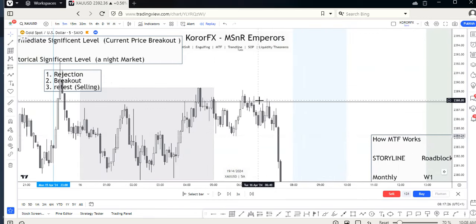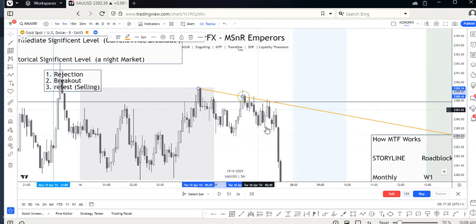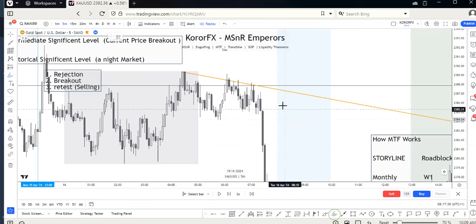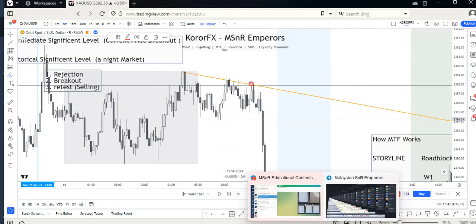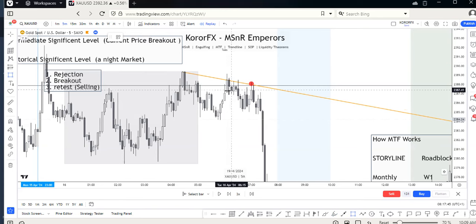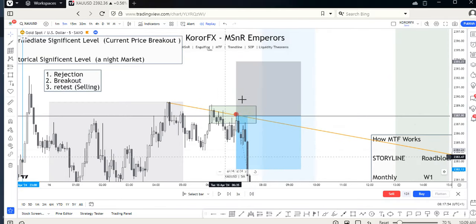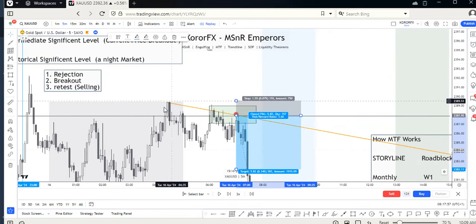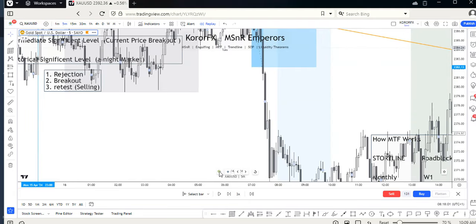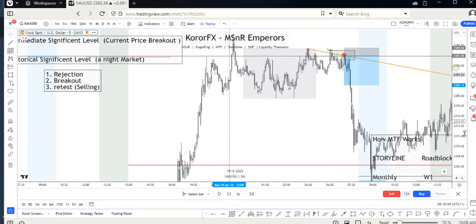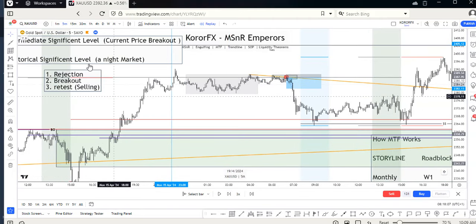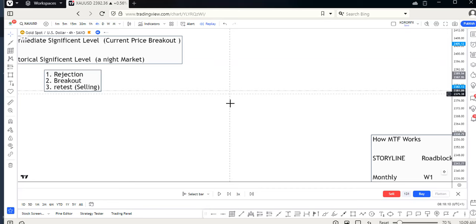So you can see SNR, right? This is the H4 SNR, this one. If I use a trend line and make it from here till there, you can see that the entry will be here on the 5 minutes. Again, we have an engulfing before the kill zone, you could enter here for a sell. And then stop loss somewhere above this Asian session high. Since this sell was a pullback, the H4 level is your target.